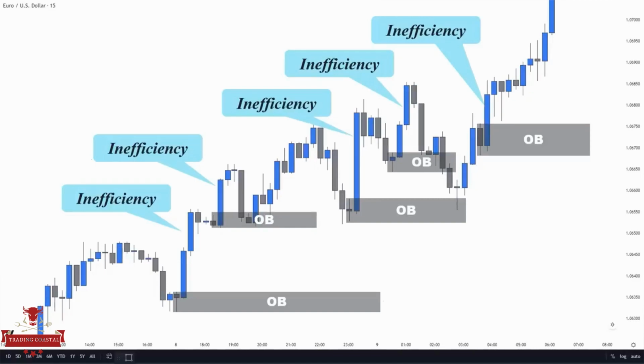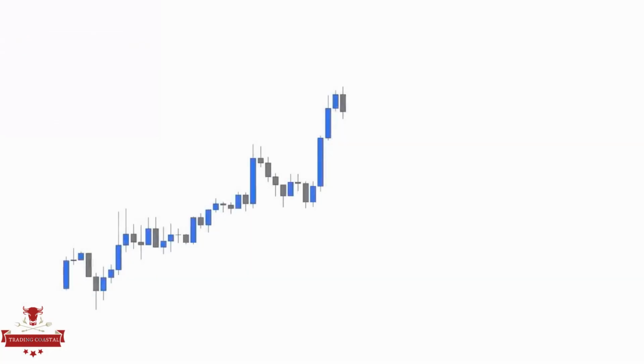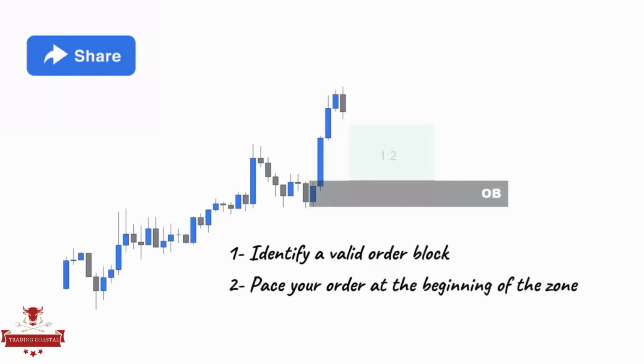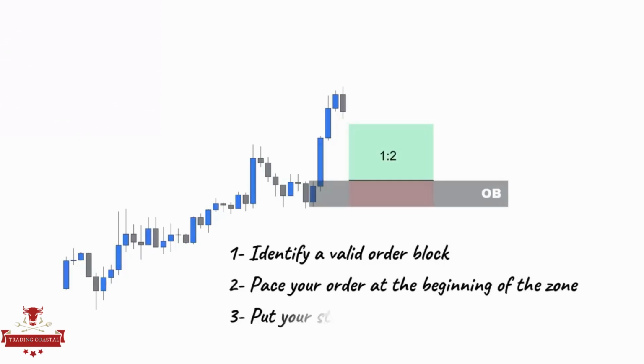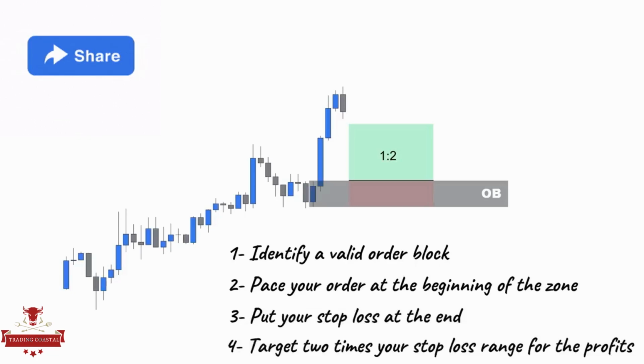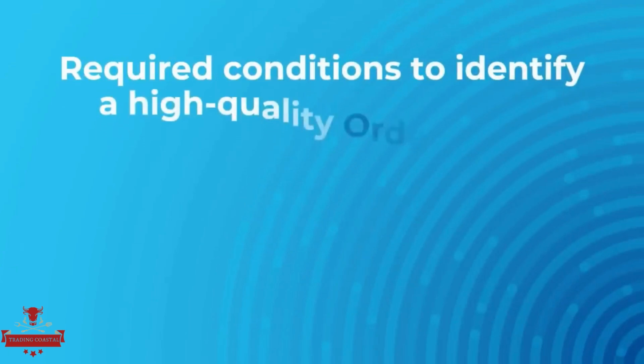Now, let me explain the steps of the trading strategy we used for the backtesting order blocks. The rules for this trading setup are easy. Identify a valid order block, place your order at the beginning of the order block zone, and put your stop loss at the end. We target 2 times our stop loss range for the profits. This way, even with a 34% win rate, we will still be at break-even. But let me explain to you what conditions are required to identify a high-quality order block.